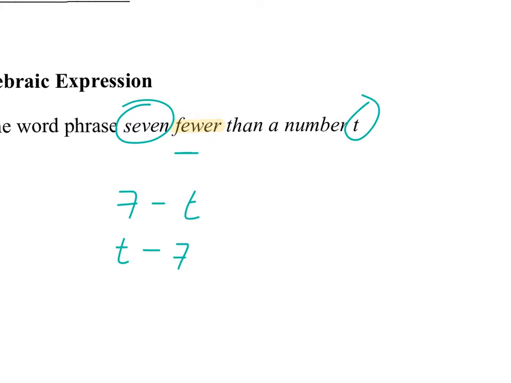All right, so I am taking 7 away. If I have this number t, we'll say t is 10. If I told you 7 fewer than 10, what is 7 fewer than 10? You would say 3. So which one of these models that? 7 fewer than 10. Which one leads to 3? And that would be our second option.